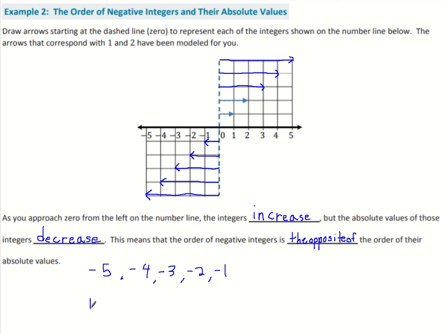from least to greatest, it would be the absolute value of -1, the absolute value of -2, the absolute value of -3, the absolute value of -4, and lastly, the absolute value of -5. As you can see, it's the exact opposite direction, the exact opposite order as the order of negative integers.